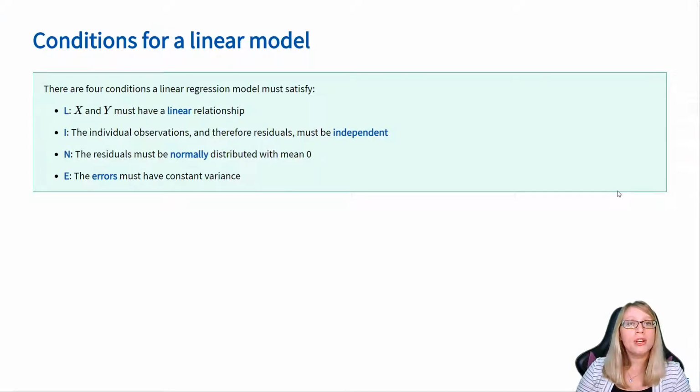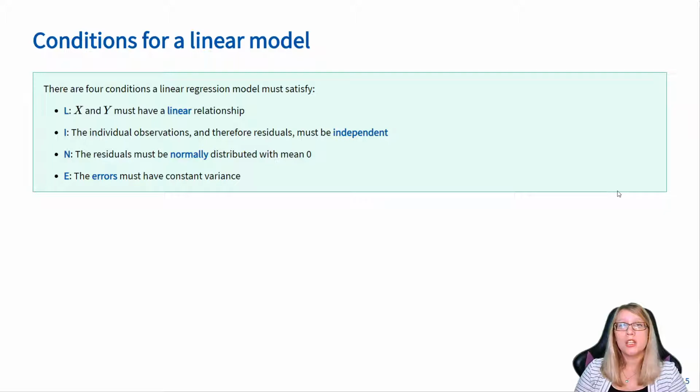So let's begin with some conditions on our linear model. There are 4 conditions that a linear regression model must satisfy. Conveniently, we can write these with a nice little mnemonic. These are the LINE assumptions, or the LINE conditions. First, the L condition. X and Y must have a linear relationship. It doesn't really make sense to use a linear model to describe a non-linear trend.